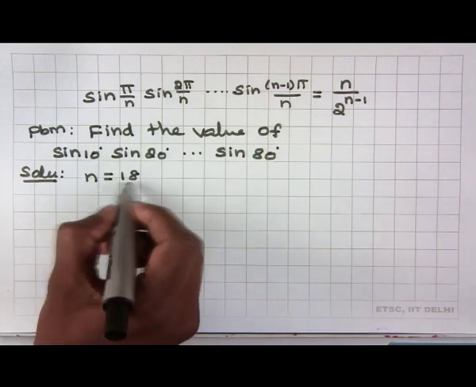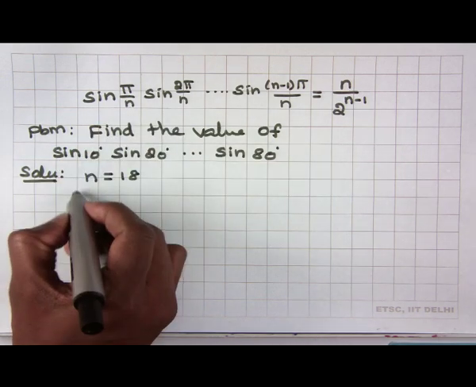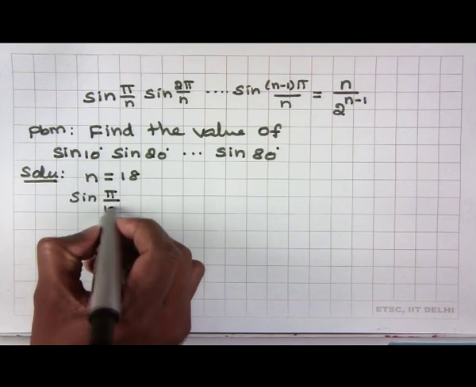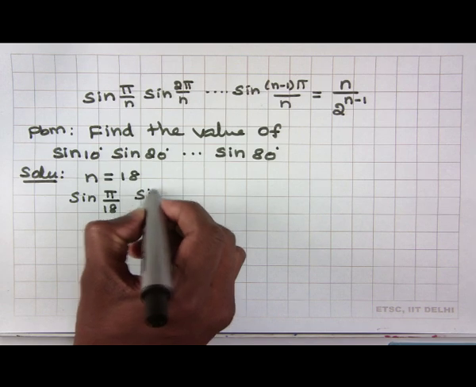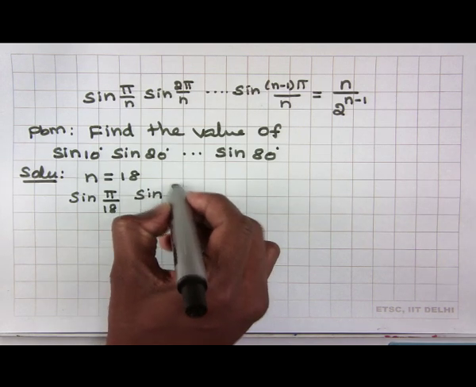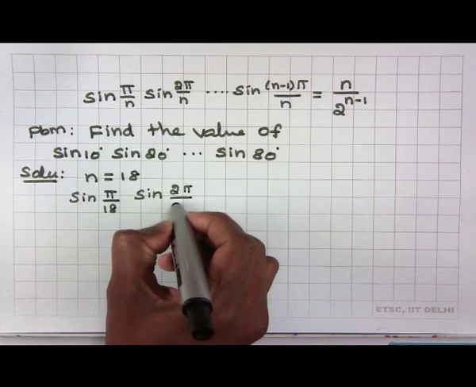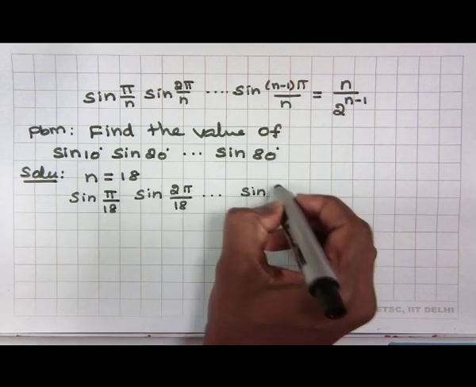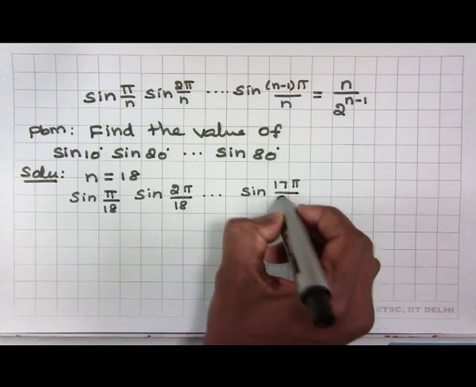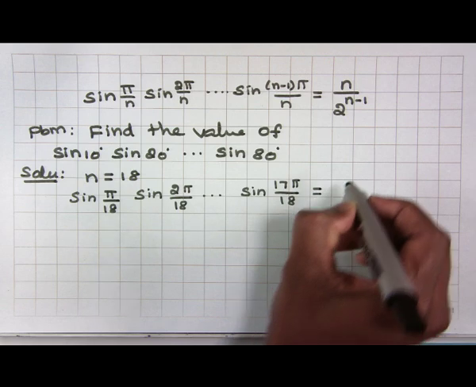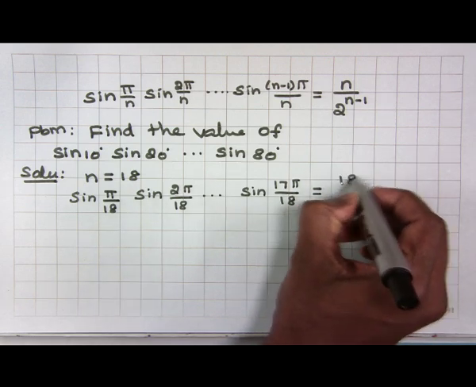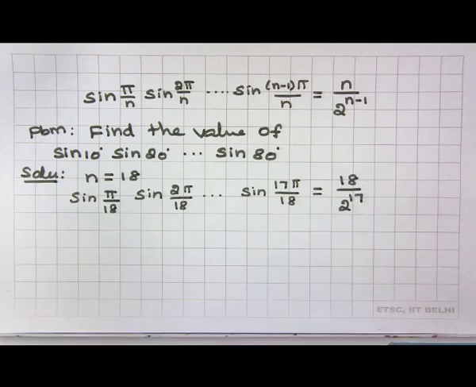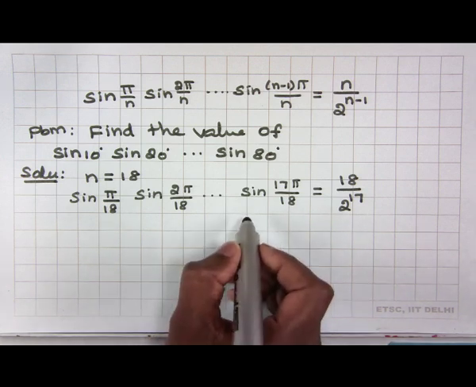So, if I consider n equal to 18, what do I get? Here it is sin 10 degree, that is pi by 18, and sin 20 degree, which is sin 2 pi by 18, and it goes till sin 17 pi by 18, whose value is 18 by 2 to the power 17. Let us see whether we can further simplify it.